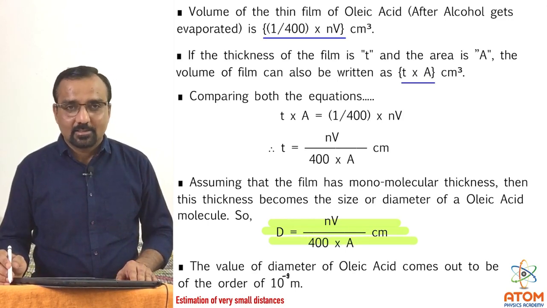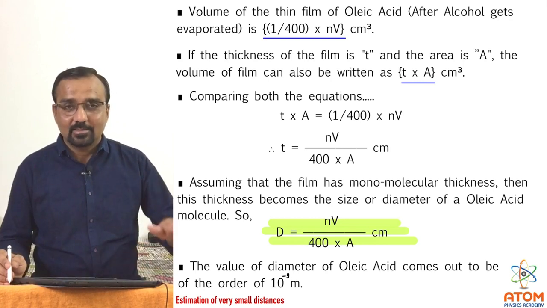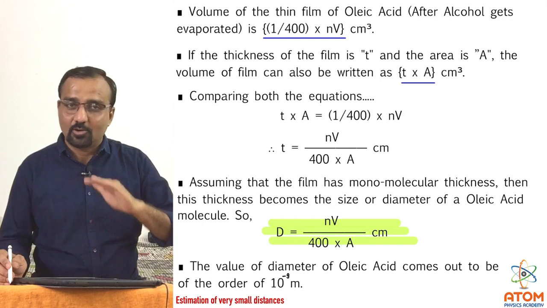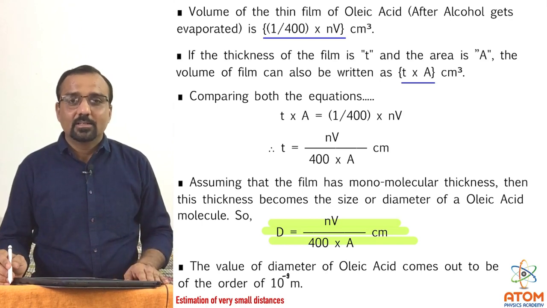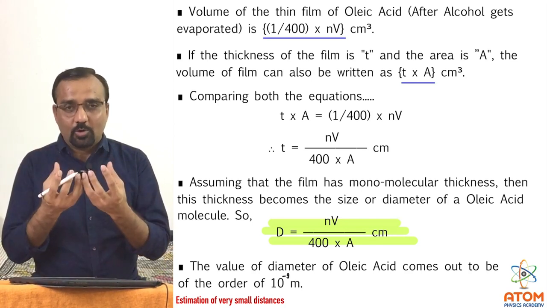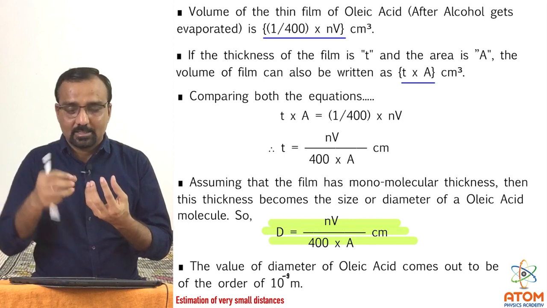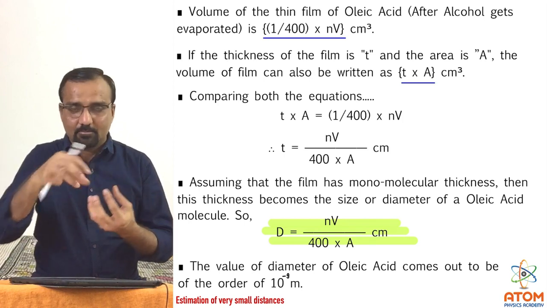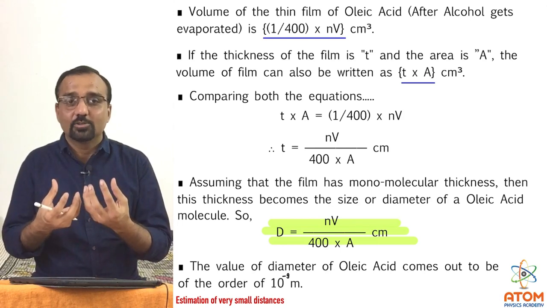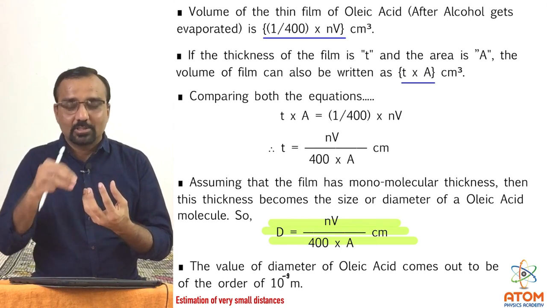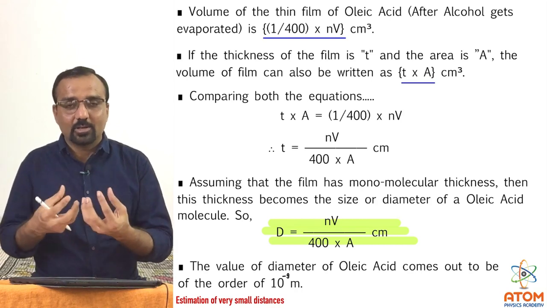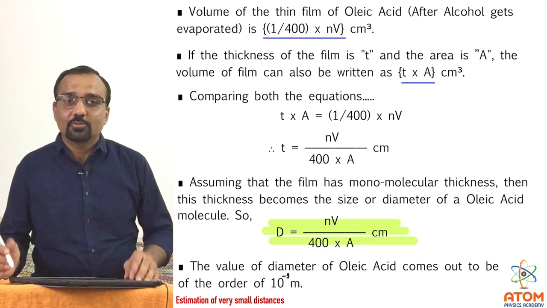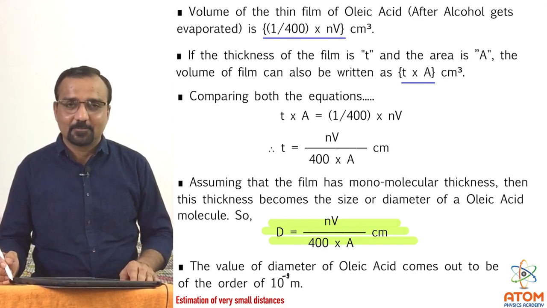Because there are many things. First of all, we are assuming that the layer will be monomolecular only. But it is possible that it will not be exactly monomolecular, and that is why the result may differ from the exact value. Moreover, when two molecules come close, there will be some unfilled gaps between the molecules, as we are considering these molecules as spherical. So, there will be unfilled gaps all over. That is why the volume we are calculating will also not be exact.